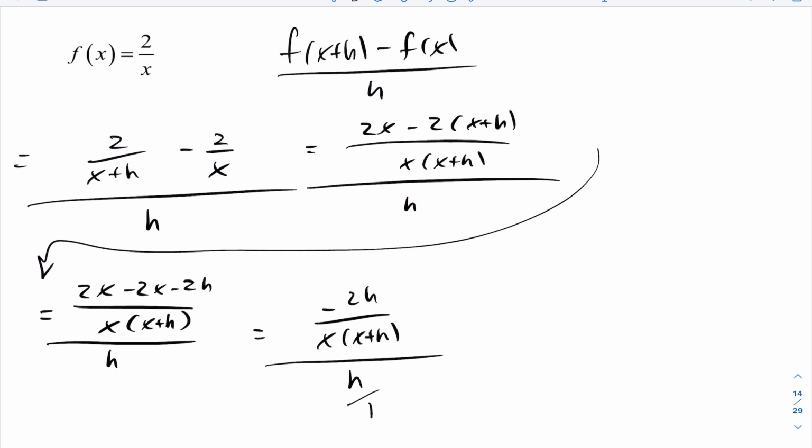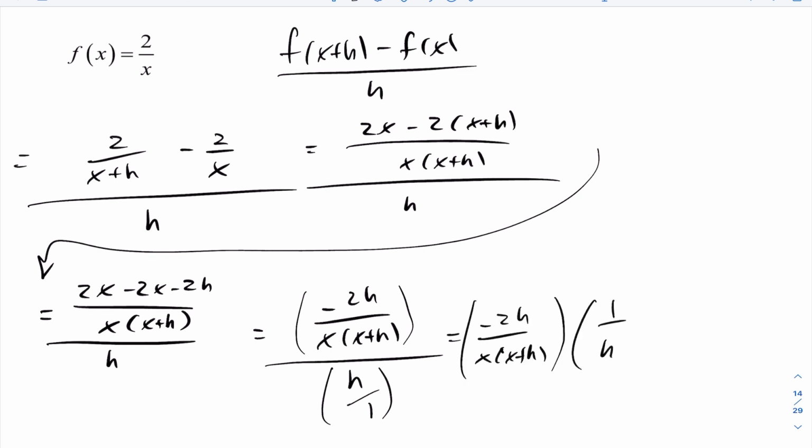I want to go ahead and multiply it by the flip. So keep in mind this is a fraction on the bottom, a fraction on the top. So we can change that division operation to multiplication and multiply that by 1 over h. Again, we're assuming here the h is non-zero. That's implicit in that slope of the secant equation. We know h is non-zero, so these h's will cancel. And our final answer is -2 over x times x plus h.